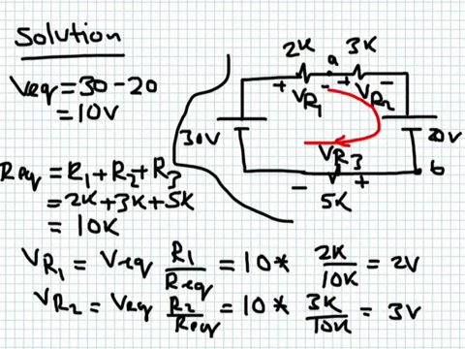This one is again the same story for R2. The ratio is R2 over R equivalent, and you multiply that by the equivalent voltage to get the voltage across the resistor R2. V equivalent is 10 volts, and R2 is 3K, so 3K over 10K. This will be equal to 3 volts.